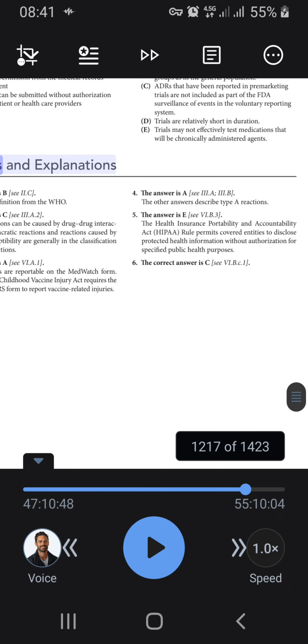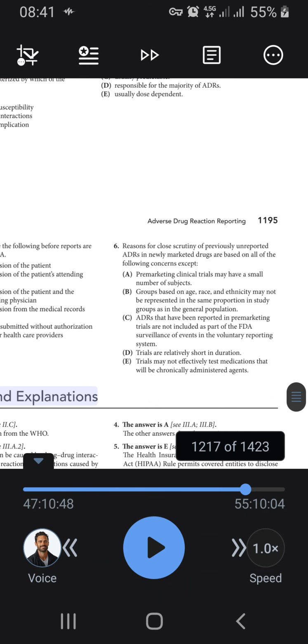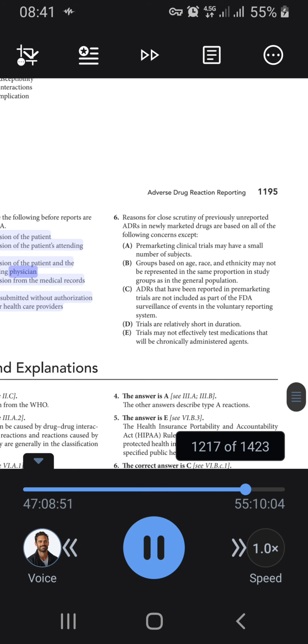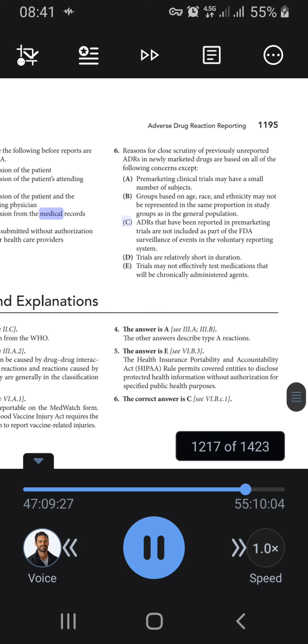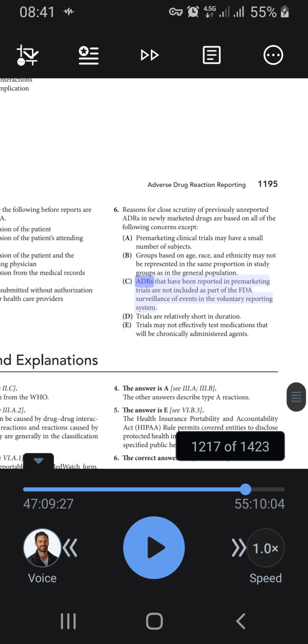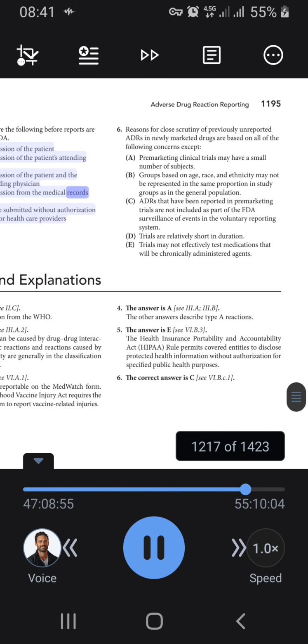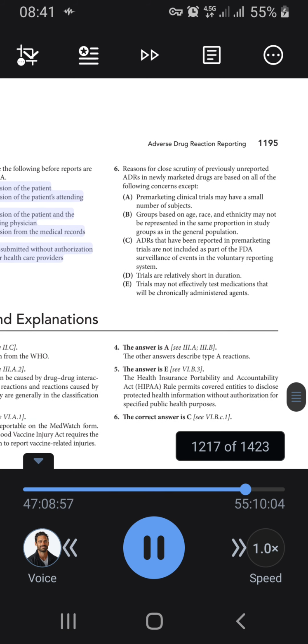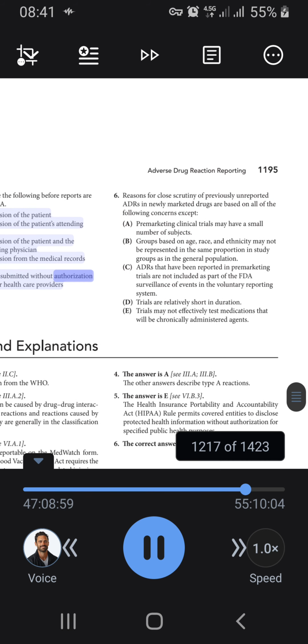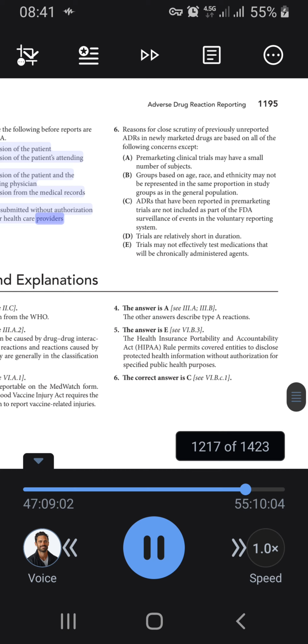Answers. C. The patient and the patient's attending physician. D. Written permission from the medical records department. E. Reports can be submitted without authorization of the patient or healthcare provider.